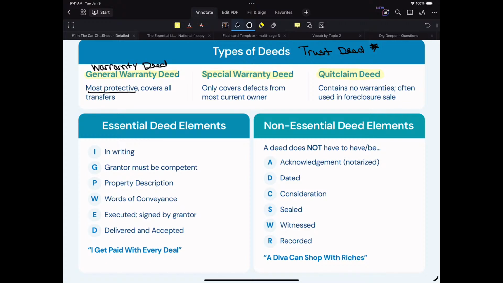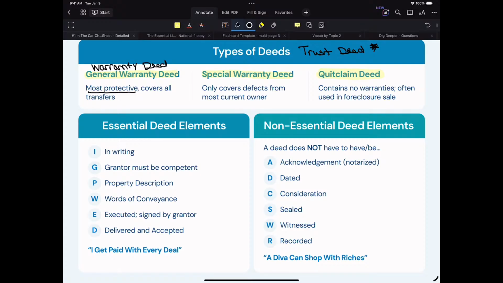So the general warranty deed, it's sometimes just called the warranty deed. It is the most protective. Why? Because it gives you lots of promises from the seller. The seller saying, look, I promise this is good title. And if it turns out I'm wrong, I'll back you up. I'll fix it. I don't care if the problem happened 100 years ago. I'm telling you, I'm standing behind my product.